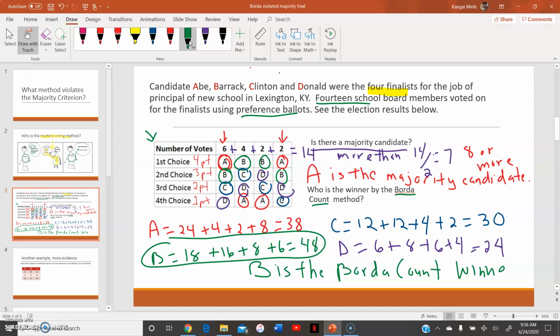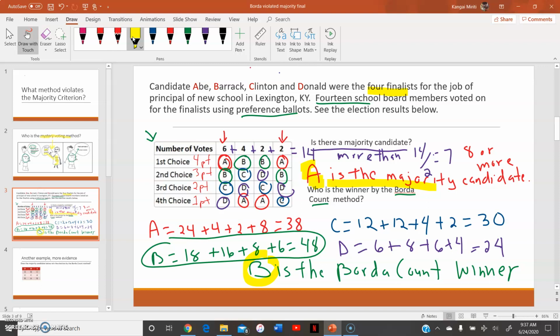So clearly what we have here is a violation of the majority criterion, because even though A won the majority of the first place votes, B won this election.